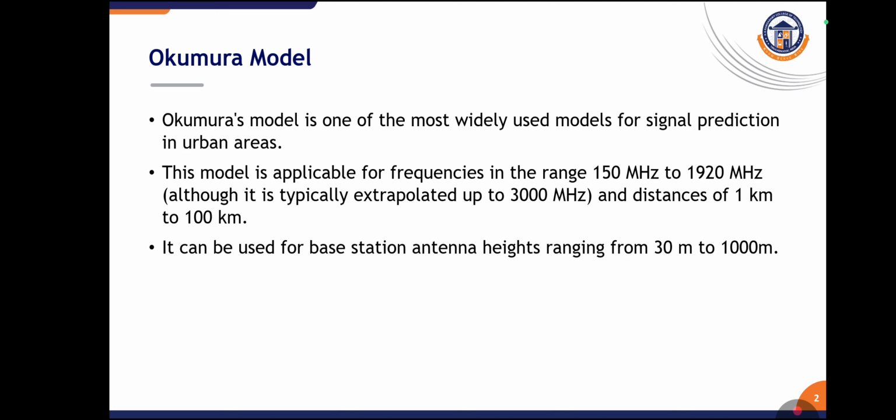This model is applicable for frequencies in the range of 150 megahertz to 1920 megahertz, although it is typically extrapolated up to 3000 megahertz, and for distances of 1 kilometer to 100 kilometer. So it is applicable to a wide range of frequencies and distances, and it can be used for base station antenna heights ranging from 30 meter to 1000 meter. So this is where the Okumura model can be applied.